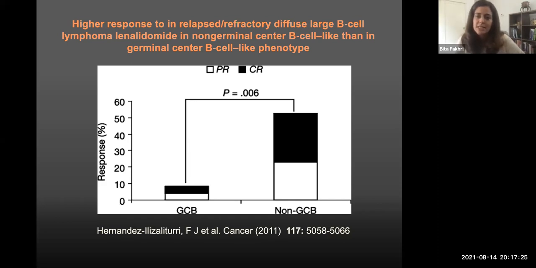One of those options is single agent lenalidomide, which is an immunomodulatory agent. It was studied, and this is another reason why the immune phenotype is important. The cell of origin is important. As you see in the relapsed refractory setting with single agent lenalidomide, the response rate in non-GCB phenotype is 50%+, whereas in the GCB phenotype it is less than 10%. That being said, if you have a patient with GCB DLBCL, and they're old, they're frail, they cannot tolerate so many intense options, you still give lenalidomide. It still makes sense to give lenalidomide a chance.